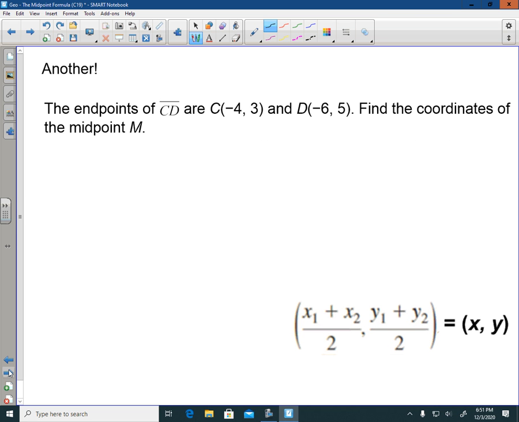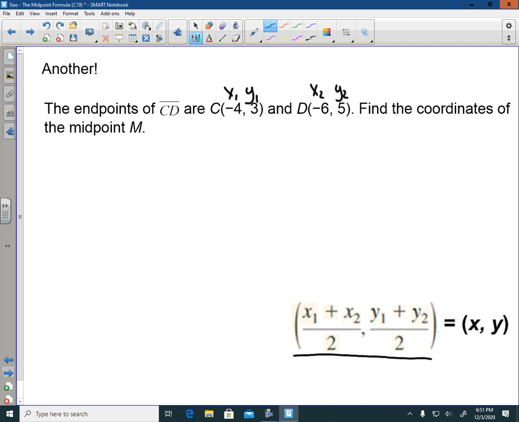All right, let's do another one. The endpoints of CD are C at -4, 3 and D at -6, 5. Find the coordinates of the midpoint. When you're asked to find the coordinates of the midpoint, you're going to use the midpoint formula. That's what it does. It calculates midpoints. So identifying our pieces, here's x1 and y1. Sorry about that feedback. x2 and y2, and now we can pull those values right into the formula.